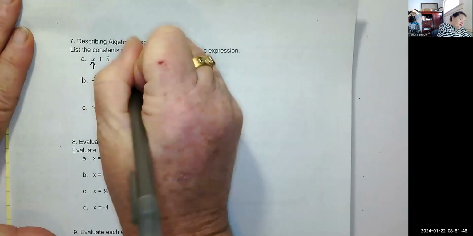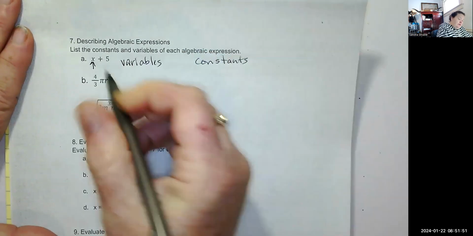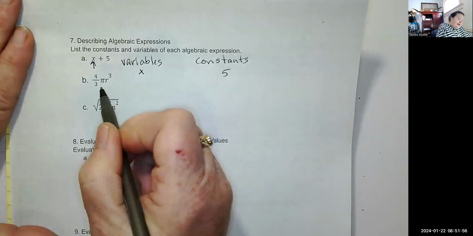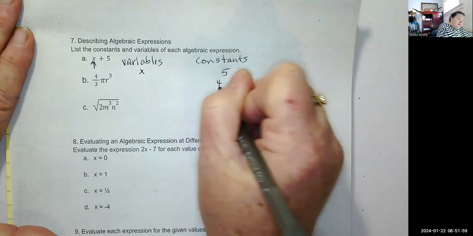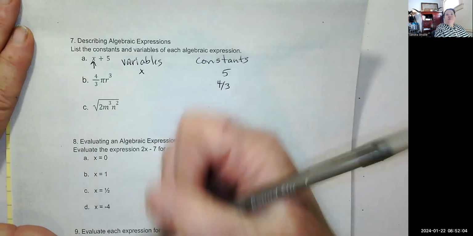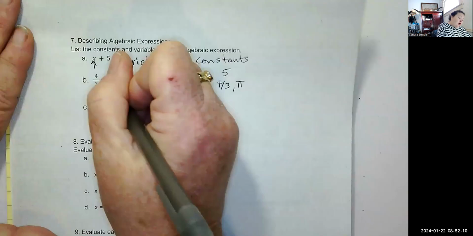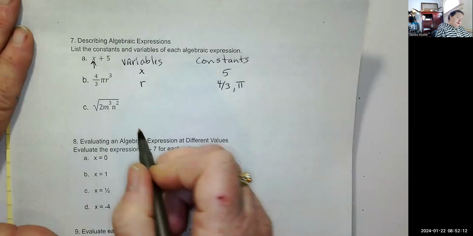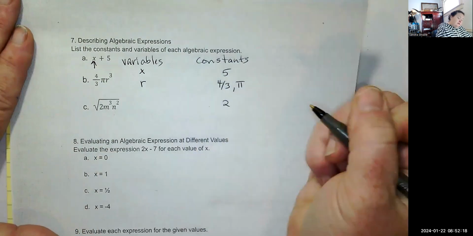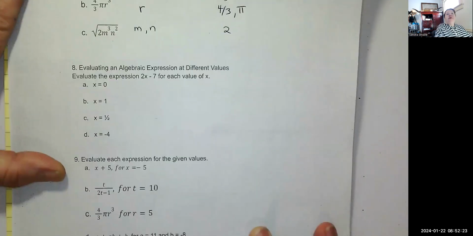So your variables, constant. In this case, x is your variable, 5 is your constant. In this case, the 4/3 is constant because it's a fraction, it's a number. Pi is a number, 22/7 or 3.14, continuing forever. So pi is a constant. R is a variable, okay? For the next one, square root of 2m cubed n squared, 2 is your constant, m is a variable, and n is a variable.